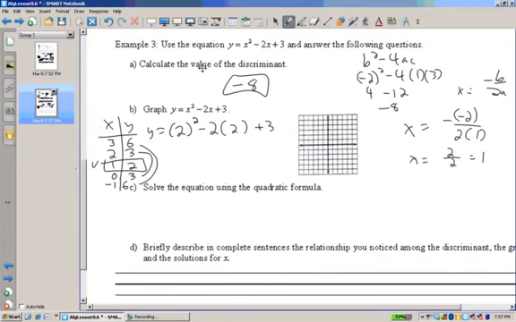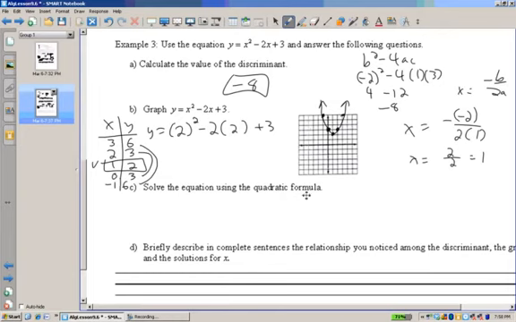And let's see how that works out. 3, 6. 2, 3. 1, 2. 0, 3. Negative 1, 6. And we're just going to graph this. Try your best not to have any corners. It's probably the best one I've done so far. And we're going to solve the equation using the quadratic formula.